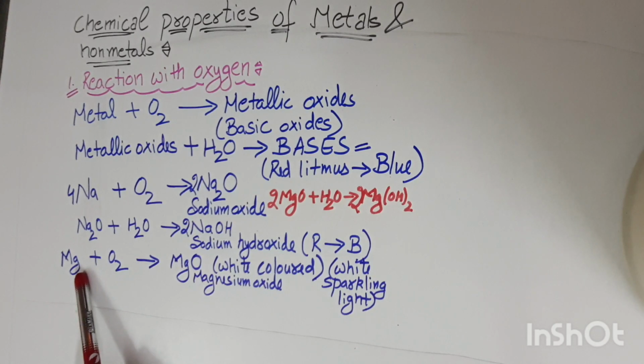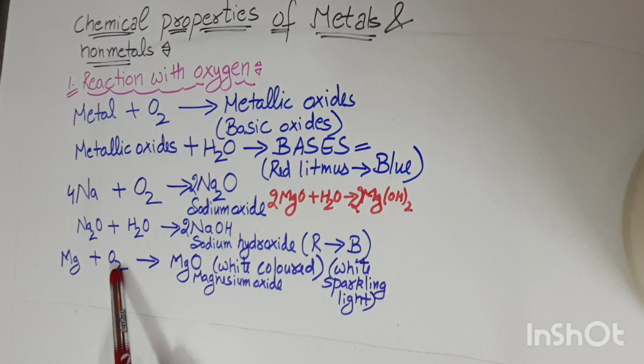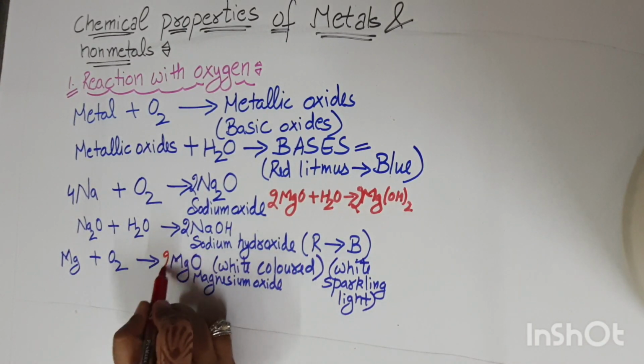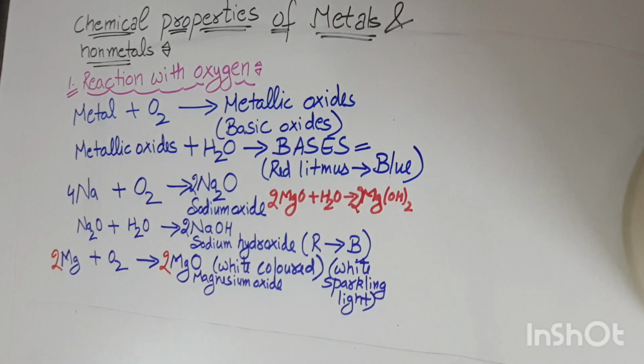Magnesium ribbon, if it burns in oxygen, it's a gray color ribbon. It burns in oxygen to form magnesium oxide. To balance this reaction, put 2 and 2 over here. So magnesium oxide is formed. This is a white color powder, and you will observe a white sparkling light. This is also a basic oxide as it will dissolve in water to form magnesium hydroxide, which will again turn red litmus to blue.